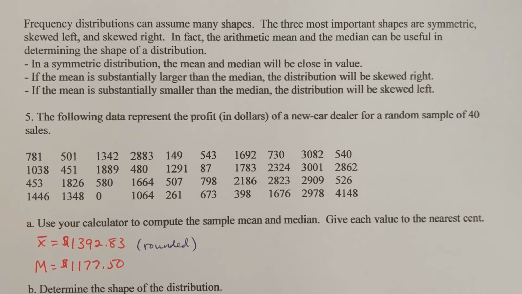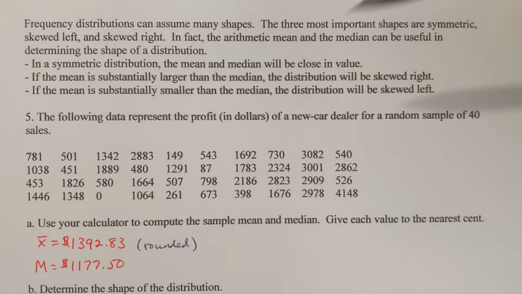In a symmetric distribution, the mean and median will be close in value, if not the same. If the mean is substantially larger than the median, the distribution will be skewed to the right. And if the mean is substantially smaller than the median, the distribution is skewed to the left.